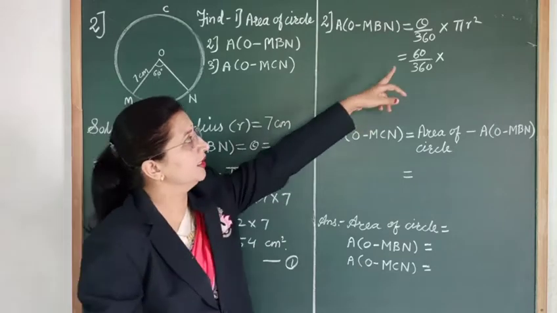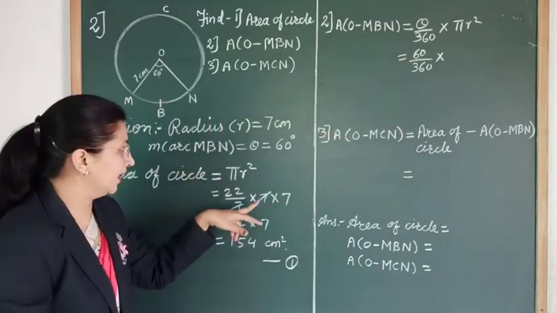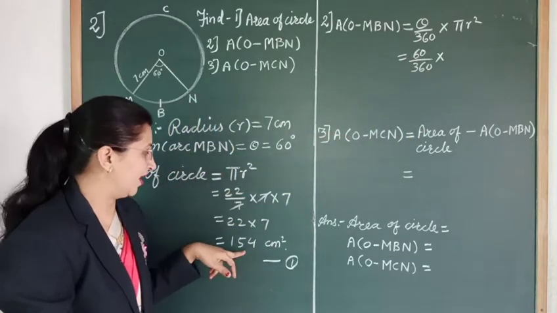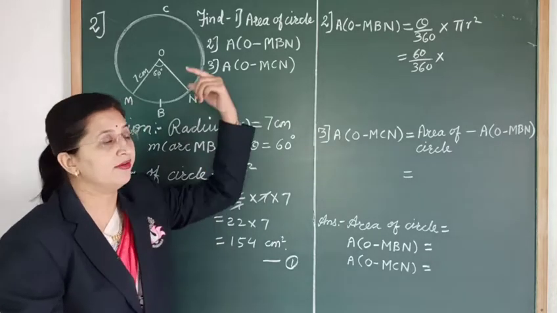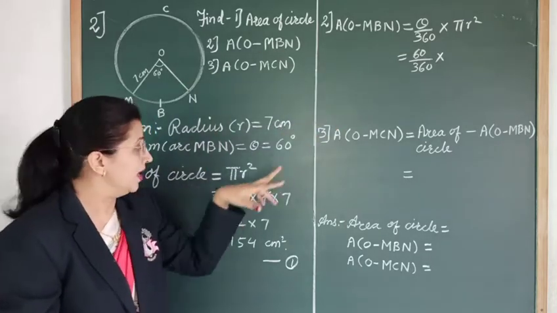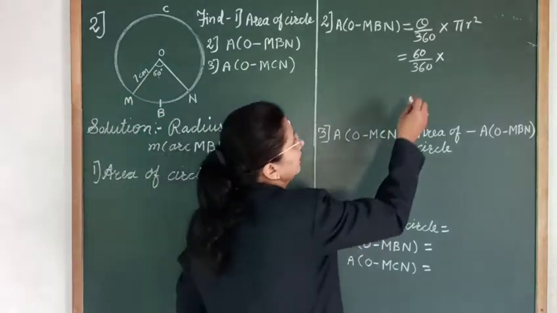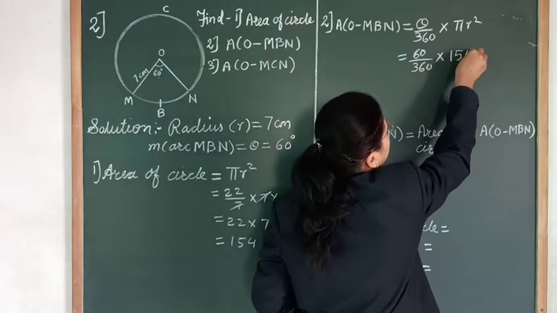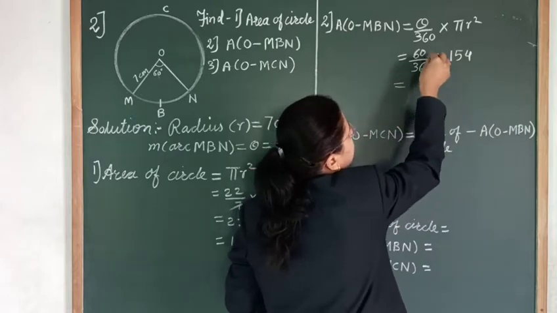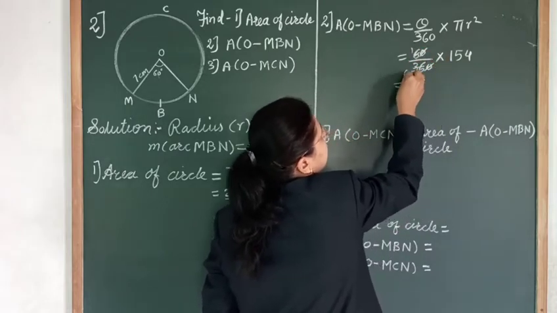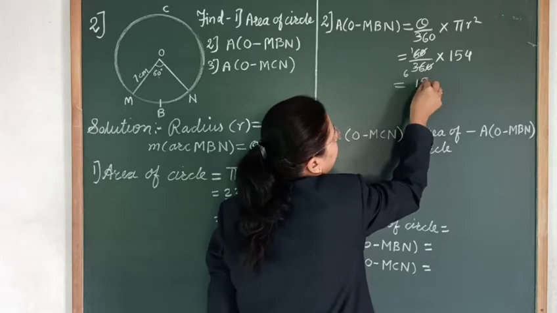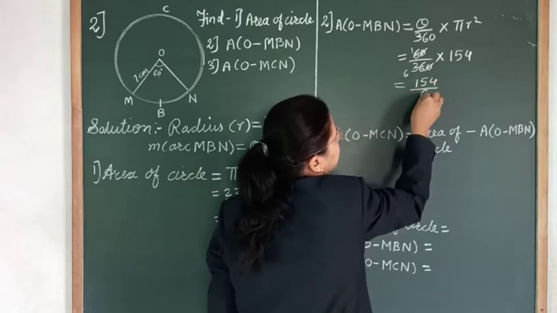Now dear students, here pi r square is there, and we have already found that value. So instead of putting the values of pi and r separately, we directly put the value of pi r square, that is 154. So let's put that and solve this. 6 1s are 6, 6 are. So we got 154 upon 6.